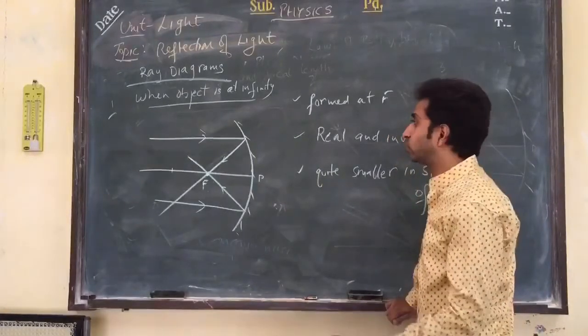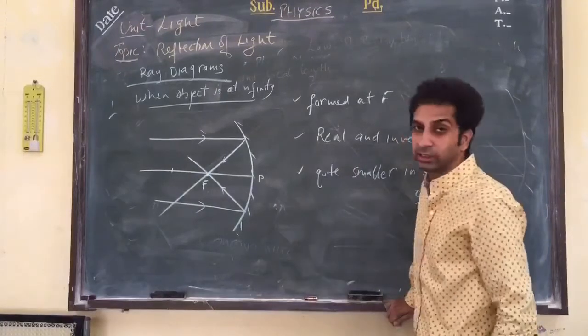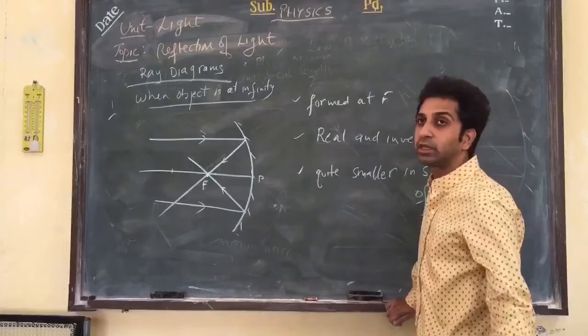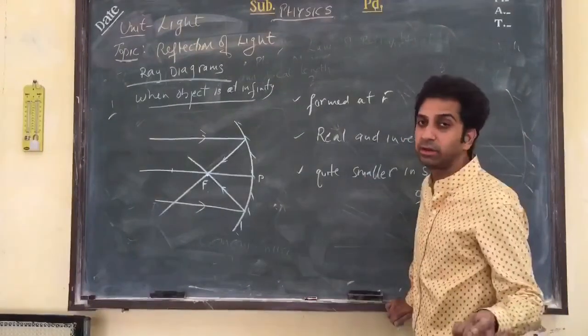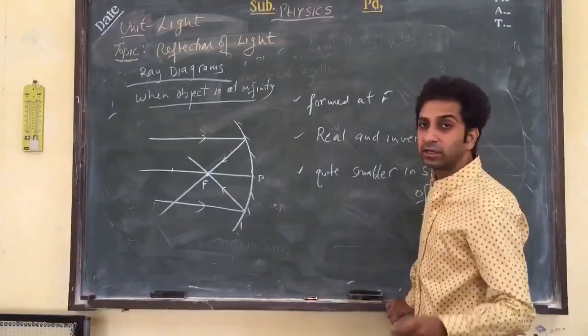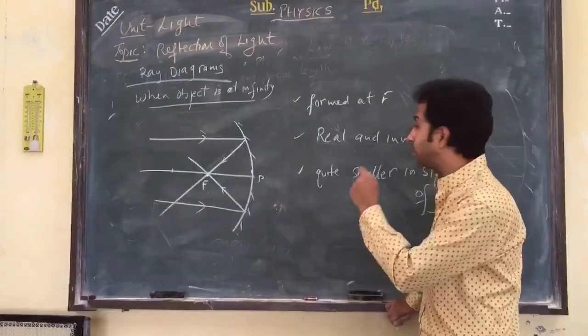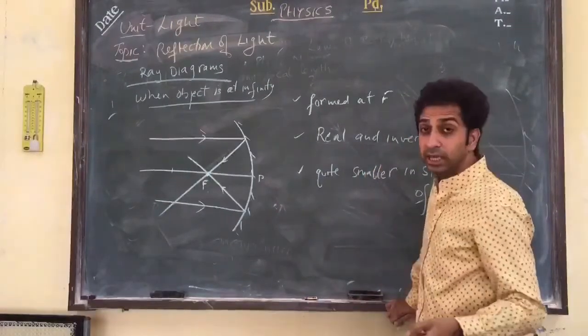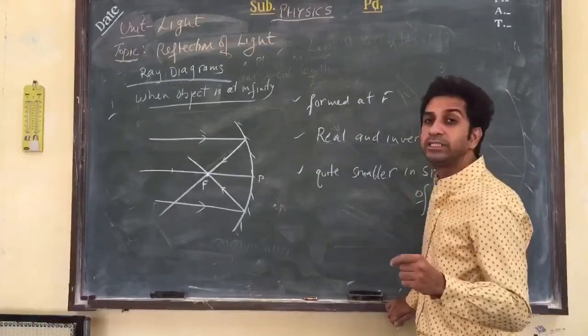So this is a way to draw the ray diagram, and you need to mention the characteristics of the image always in the question. If asked in the board exam also, we need to write the characteristics, what the features of the images being formed are. So this is the very first case. The object is at infinity and the image is formed at focus. Real and inverted, and the image size is quite smaller as compared to the object size.